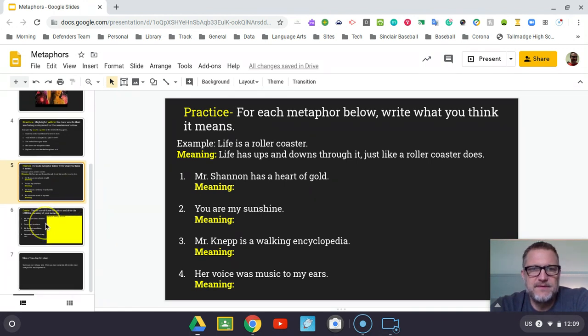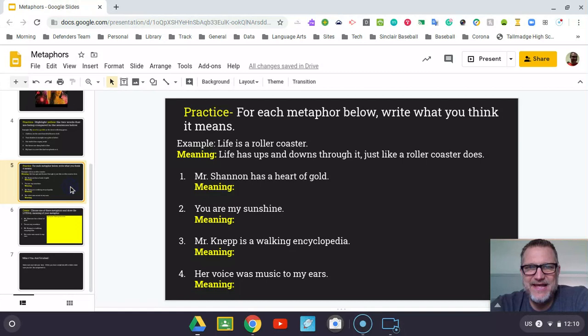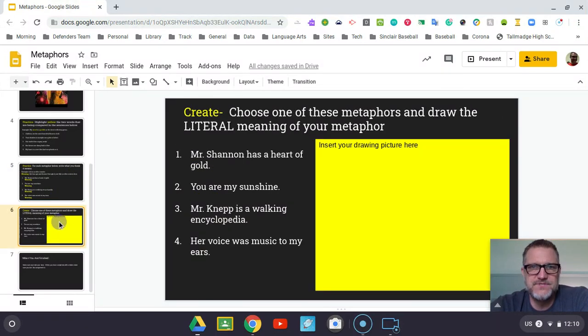Almost done with this assignment. You go to the next slide. It says, now take one of those sentences and draw what you think it literally means. The previous slide will help you. You would take one of those 4 sentences, not all 4, just one of them. Mr. Shannon has a heart of gold. What would that literally look like? His heart isn't really gold, and that's not what we want you to draw. Number 2, you are my sunshine. Number 3, Mr. Knepp is a walking encyclopedia. And number 4, her voice was music to my ears.